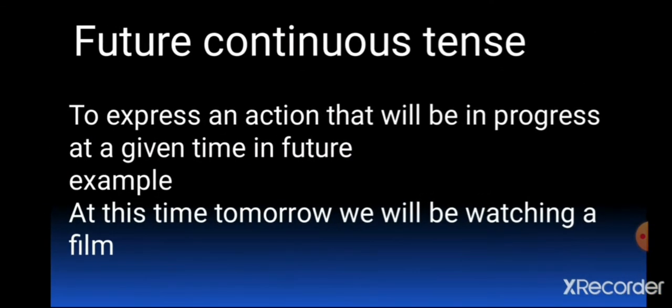Now students, future continuous tense is also used to explain an action that will be going on at a given time in future, or we can say that will be in progress at a given time in future. For example, at this time tomorrow we will be watching a movie. At this time tomorrow we will be watching a film.